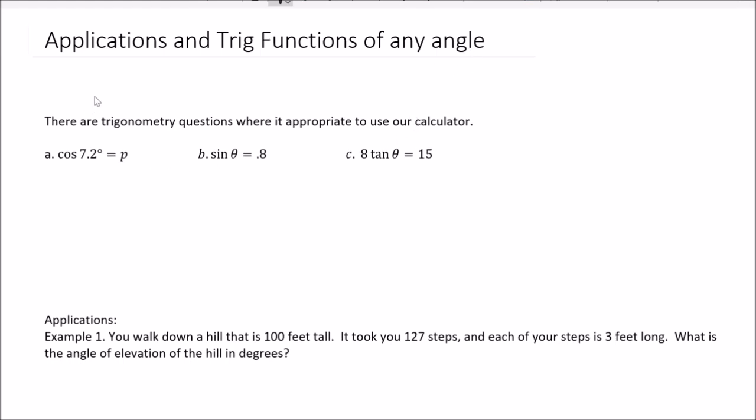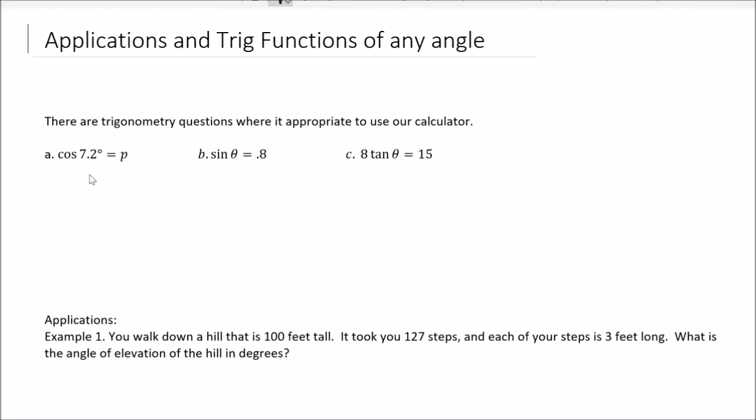The first thing I want to make clear is that even though we haven't used the calculator hardly at all in this unit so far, there are times in trigonometry or in applications where it makes a lot of sense to use a calculator. So we have some examples here in the beginning. If you're asked to find something and it's cosine or sine or tangent, any of the functions of some decimal angle or an angle that's not on the unit circle, a lot of times that makes a lot of sense. So in that case, we can just type it in as is. So I'm going to type that in now.